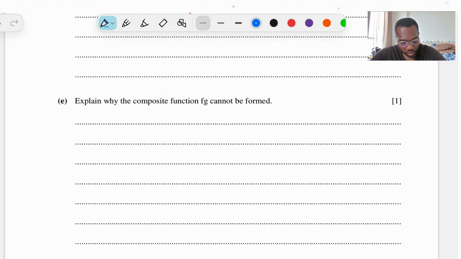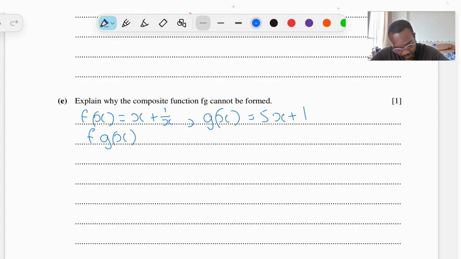So for part E now, we need to explain why the composite function fg cannot be formed. If we think of f of g of x, if I rewrite what f of x was, that's going to be (x plus 1) over x. And in this case, g of x is now going to be 5x plus 1. Why can't f of g of x be formed? If we write what f of g of x is, well, we know that f of g of x is the same as f of 5x plus 1.